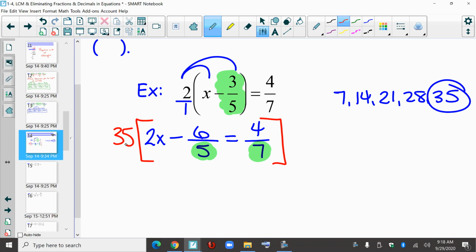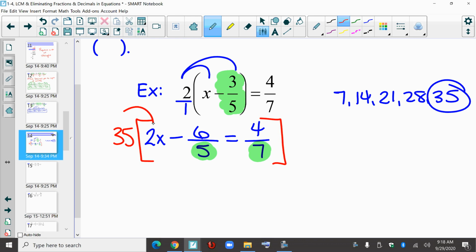Now, do your numbers get bigger whenever you do this? Yes, your numbers do get larger. However, you're dealing with whole numbers rather than fractions, and your brain is able to handle it a lot easier. So if you need to grab a calculator, by all means, please do, to make sure that you are doing your multiplication correctly. So now we're going to go ahead and distribute this in.